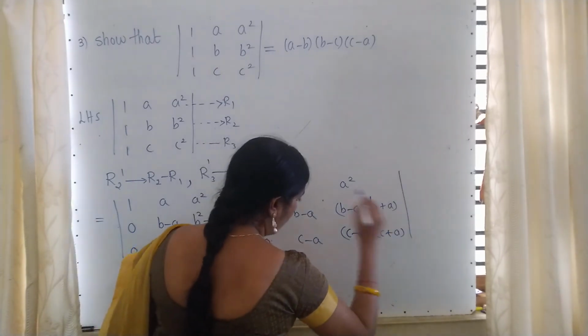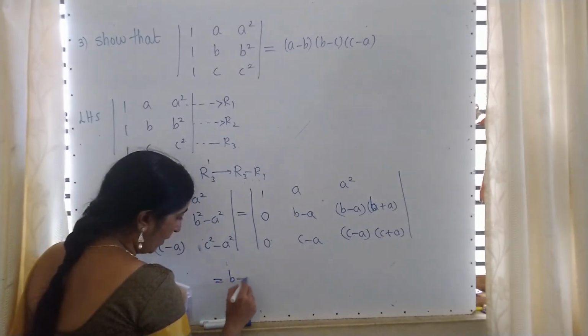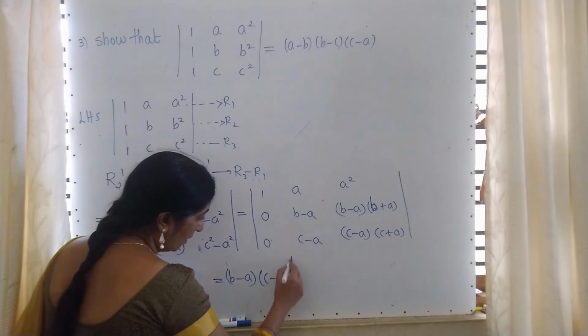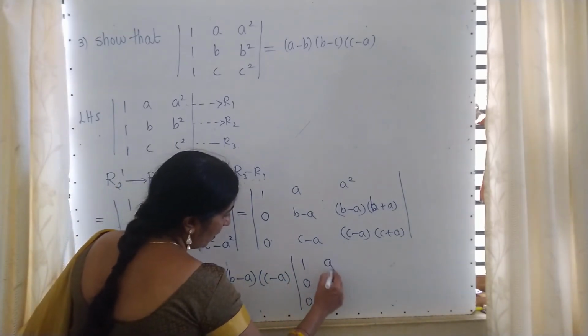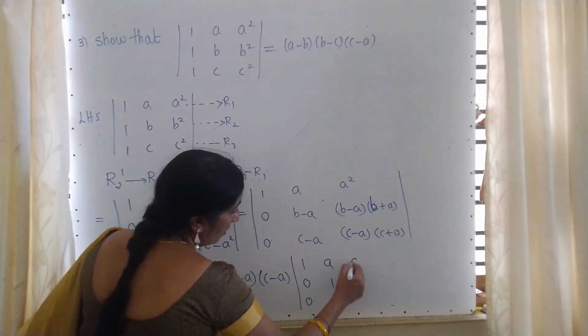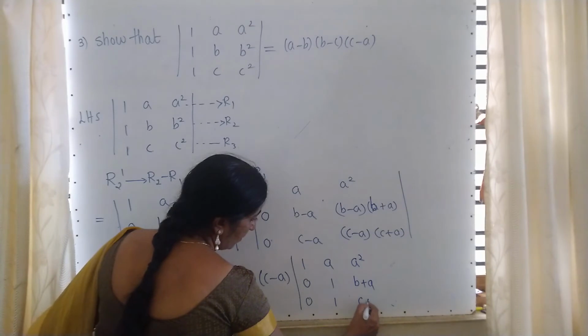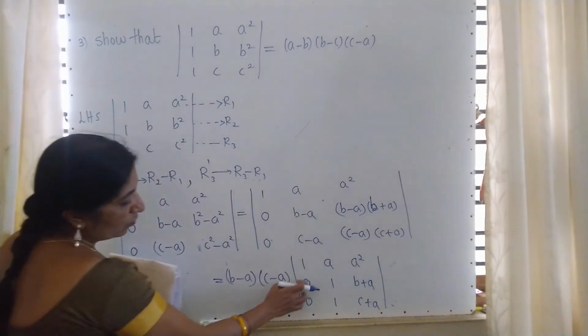Now tell me, students, what can you take common? In the second row, b minus a. In the third row, c minus a. Write the remaining: 1, 0, 0; a, 1, 1; a square, b plus a, c plus a. See, is it easy or what? Now these two elements are 0.